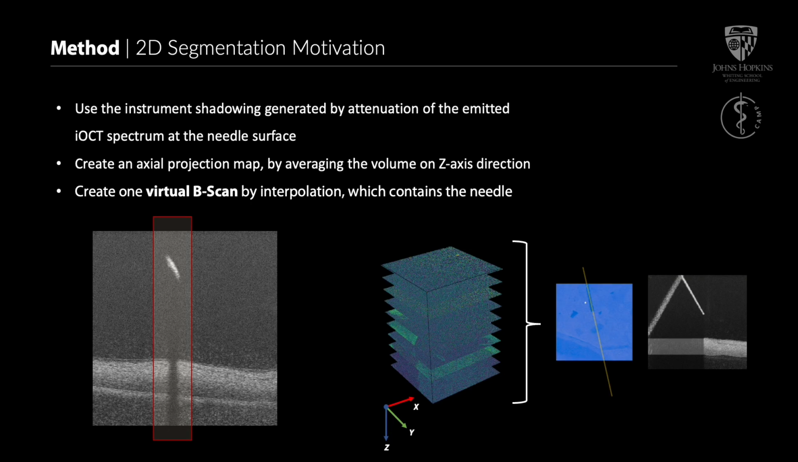To address this, we take advantage of the shadowing effect present in the iOCT images. By averaging the planes of the volume along the z-axis, we can generate an axial projection image. This image serves as a map that identifies the parameters of a plane that fully contains the needle. We can extract this plane from the volume by interpolation and create a virtual B-scan that includes the needle. By adopting this approach, we can simplify the 3D segmentation problem into two 2D problems.